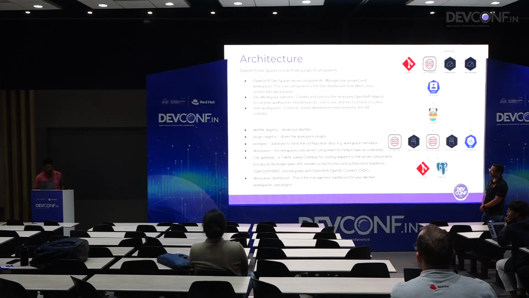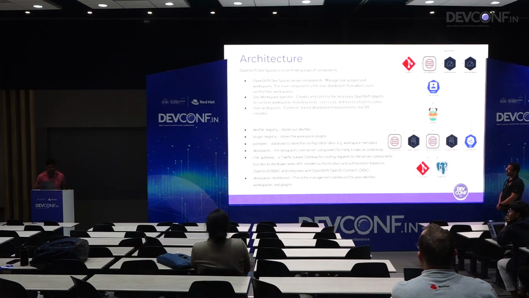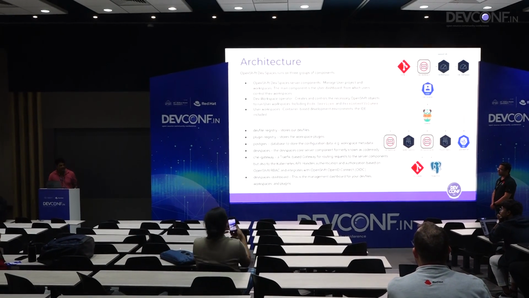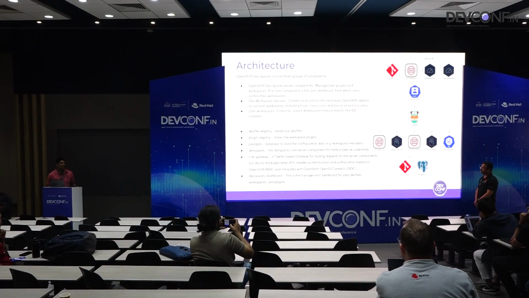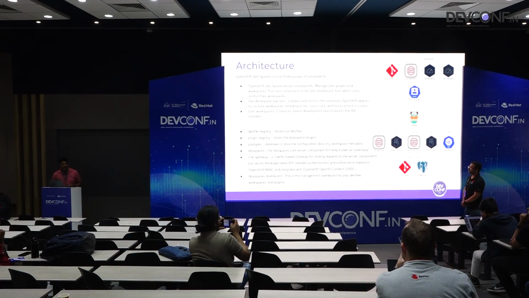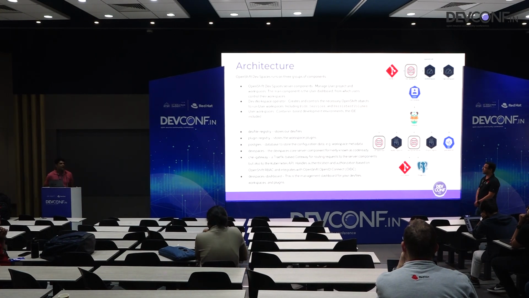Then we have Postgres. This is a database which holds the configuration data and the metadata of the workspace. Then we have Dev Spaces. This is our server component, formerly known as CodeReady. Then we have the Che gateway. This is a Traefik-based gateway which interacts with the server component as well as the Kubernetes API. It also manages the authentication and authorization layer.